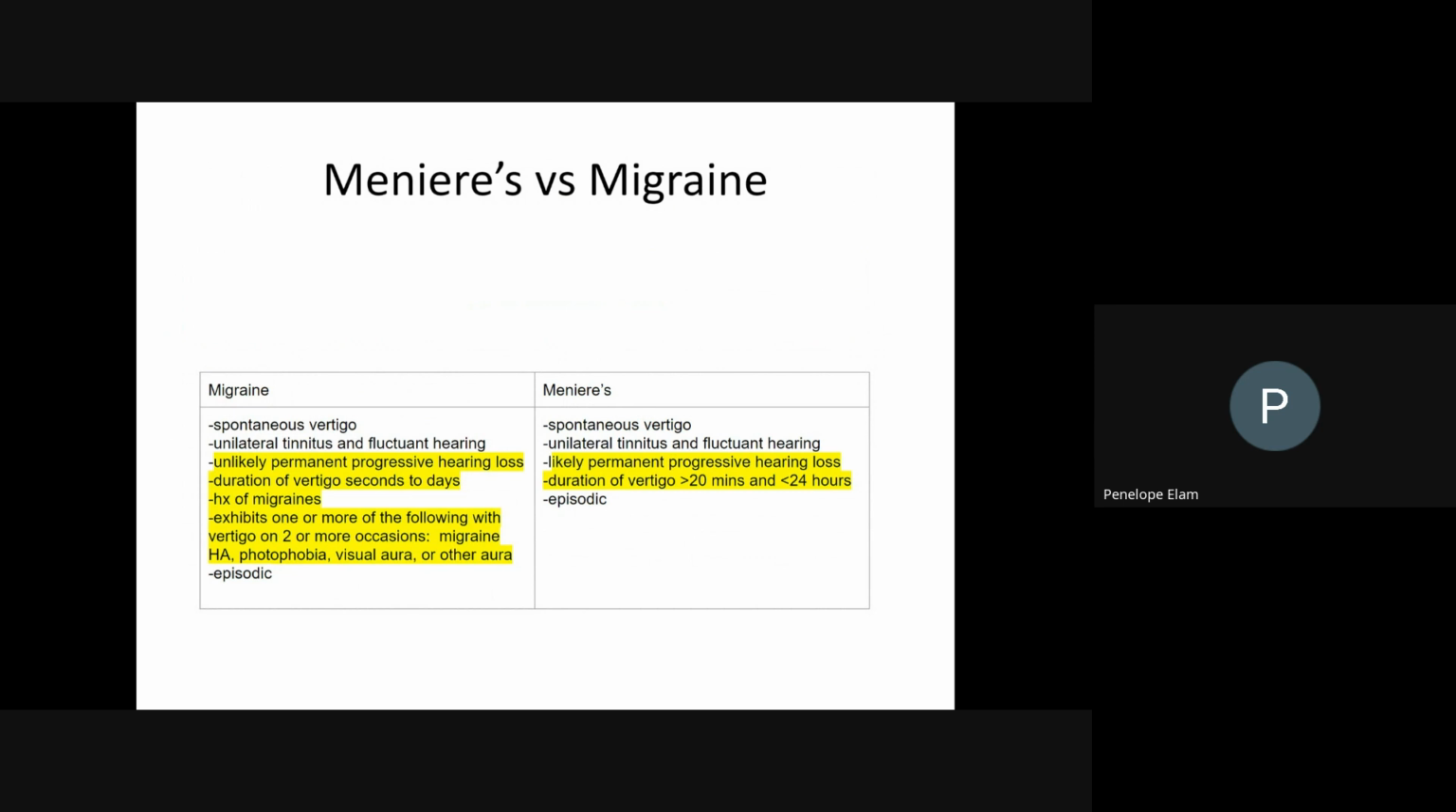With Meniere's, they're also going to have that spontaneous nystagmus. They will have unilateral tinnitus and fluctuant hearing, but it's going to get worse each time that they have their episode of the Meniere's. So they typically eventually will have a permanent progressive hearing loss. So each time they have one, their hearing might get a little bit worse. Okay. Their vertigo is going to be anywhere from 20 minutes to less than 24 hours, and it's episodic, but we're not going to see all the auras and everything else that would come with the migraine.